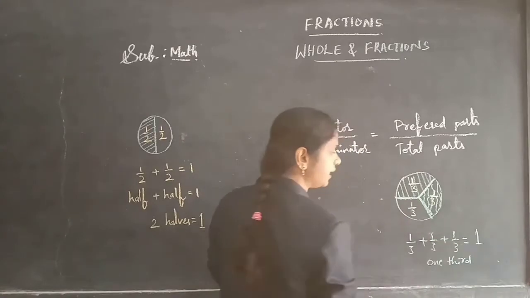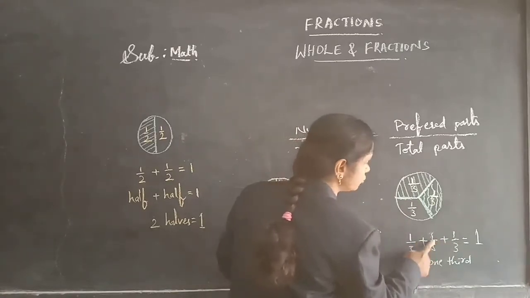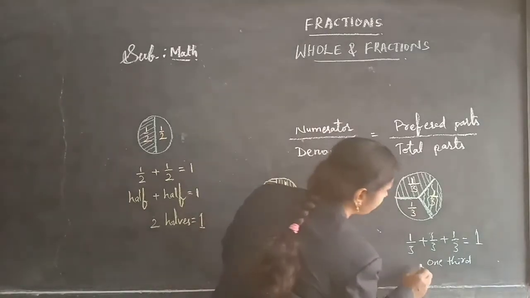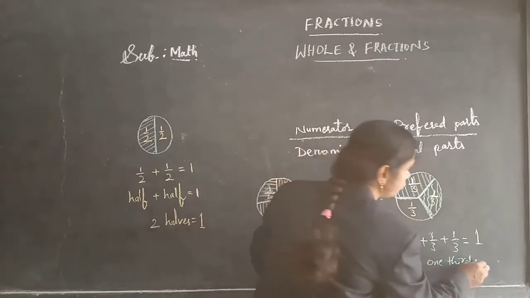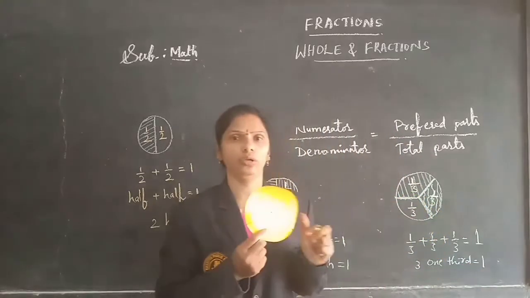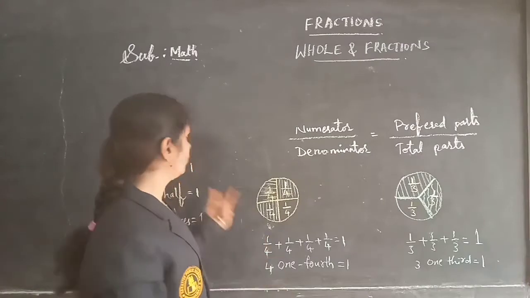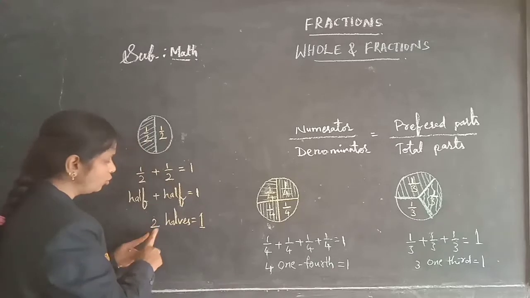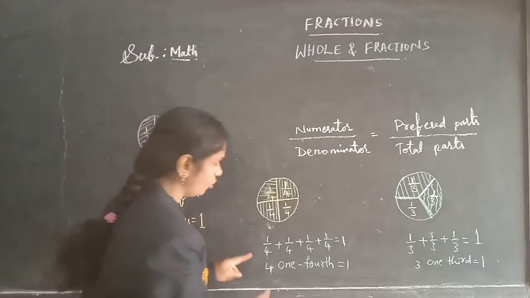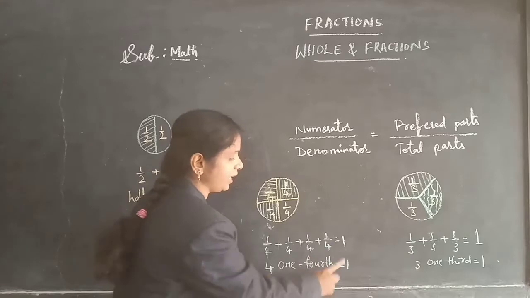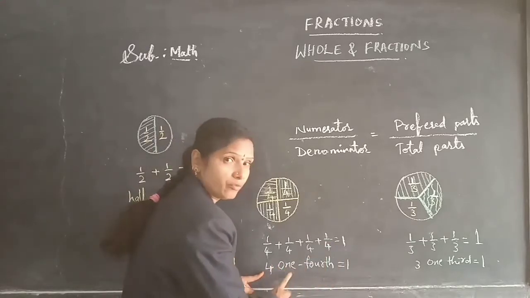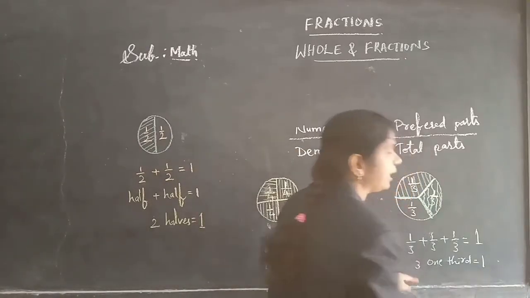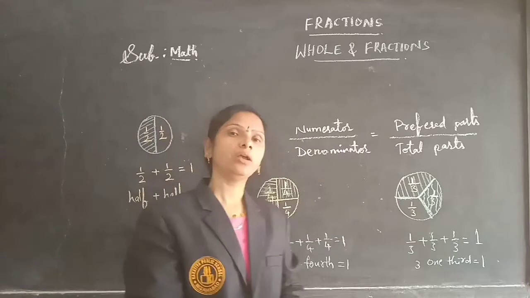How many 1/3s am I taking to make a whole here? 1, 2, 3. So 3 1/3s, 3 parts. 3 1/3s we are using to make one whole. So children, what can you understand here? 2 halves make one whole. 4 1/4s make one whole. 3 1/3s make one whole. Like that, the remaining also you can say.